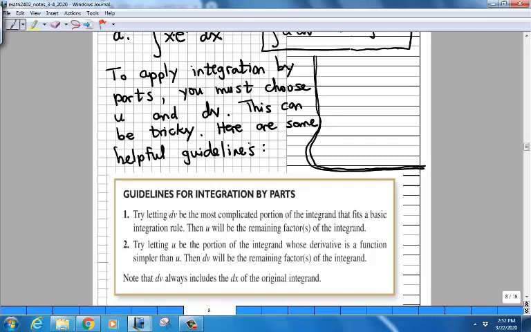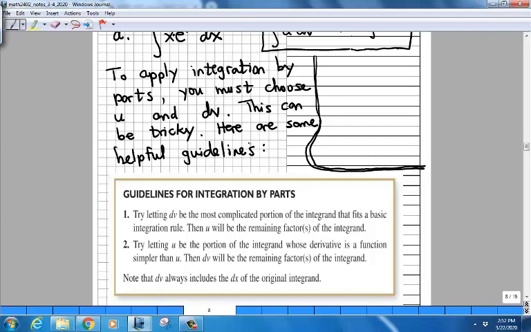And so what the book says is, let u be the part of the integrand where when you differentiate it, you get a simpler expression, right? Sometimes when you differentiate an expression, the derivative will be easier than the original expression. It will be simpler in some sense. But sometimes that's not true, right? Sometimes when you differentiate an expression, you get a more complicated expression than the original expression.